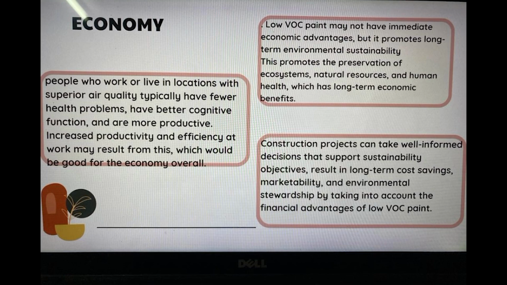Low VOC paint may not have immediate economic advantages, but it promotes long-term environmental sustainability. Construction projects prevent the release of hazardous chemicals into the environment by utilizing low VOC paint, minimizing air pollution and ecological harm. This will promote the preservation of ecosystems, natural resources, and human health, which has long-term economic benefits. Last but not least, construction projects can make well-informed decisions that support sustainability objectives, result in long-term cost savings, marketability, and environmental stewardship by taking into account the financial advantages of low VOC paint.